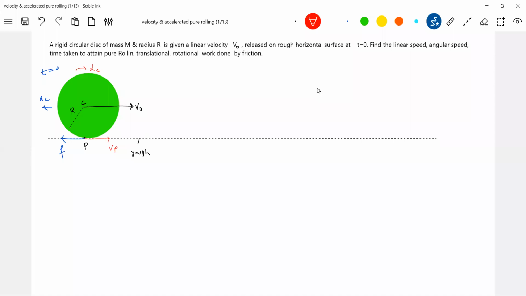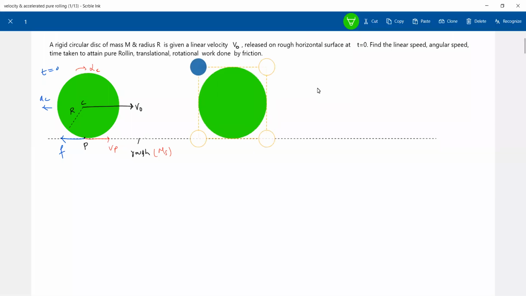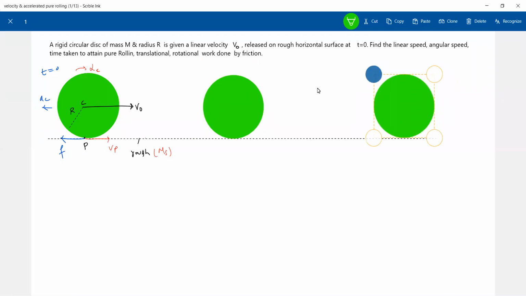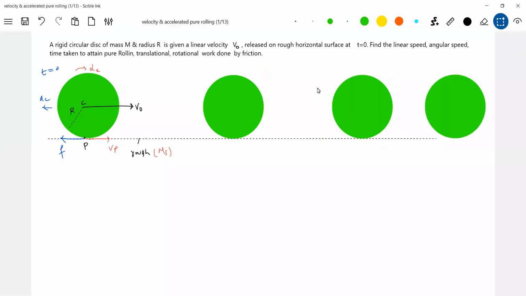Now, what is this friction? Sliding friction, F equal to mu mg. So this friction decreases the linear velocity and increases the angular velocity because of angular acceleration after some time. So these are the sequences that will take place.